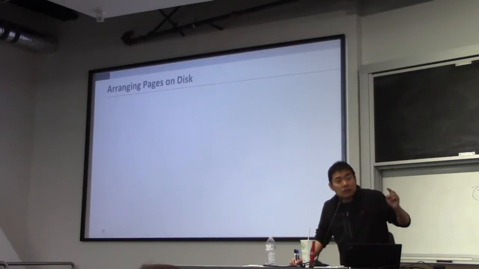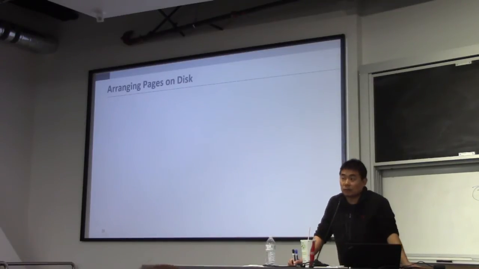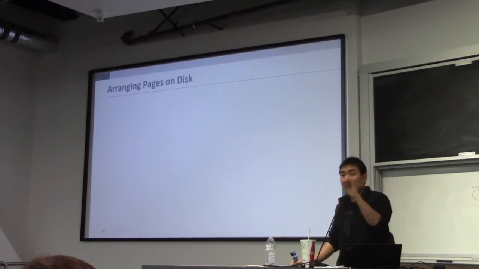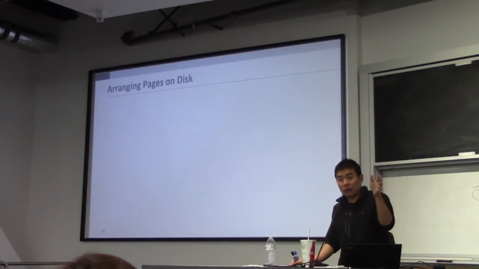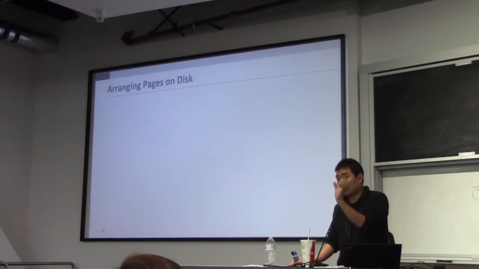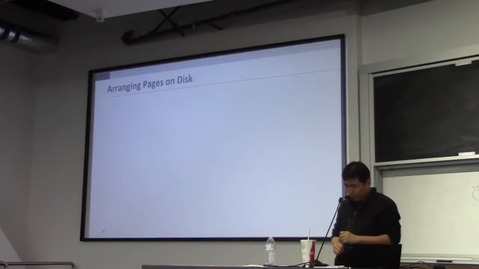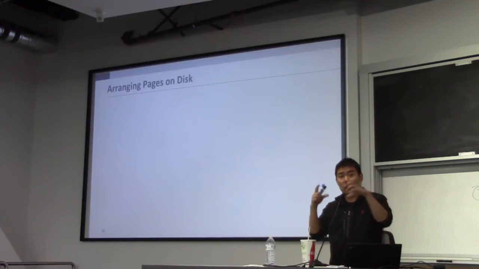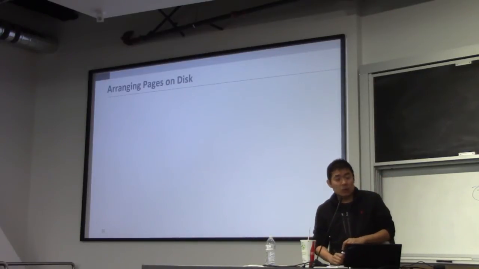Next, I'm going to answer some of the questions you guys raised, which is arranging pages on disk. By the way, in this lecture, page and block are the same concept. When I say a page, it means the same thing as a block. It's essentially 4 kilobytes or 8 kilobytes of data organized into a unit. So how do I arrange pages or blocks on disk?